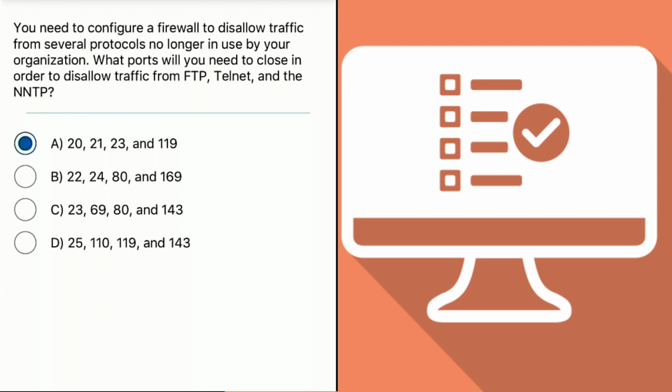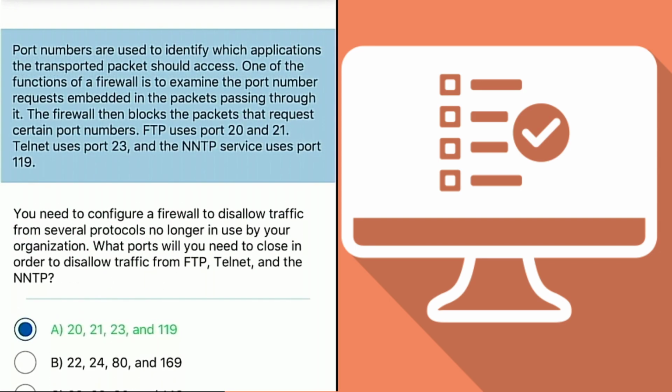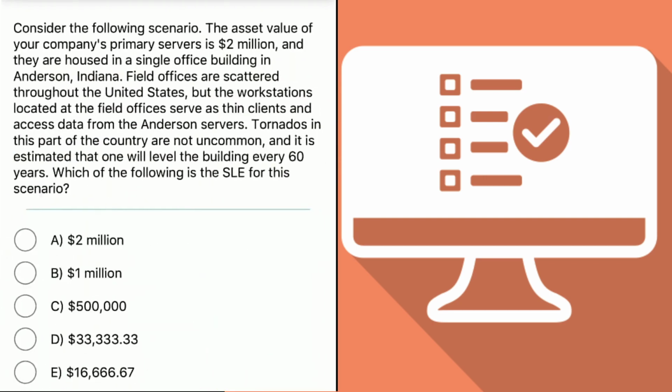Alright, if you choose A, you're correct. Port numbers are used to identify which application a transported packet should access. One of the functions of a firewall is to examine the port number requested in the packets passing through it. The firewall then blocks the packets that request certain port numbers. FTP uses ports 20 and 21. Telnet uses port 23 and the NNTP service uses port 119. Alright, let's go to the next question.